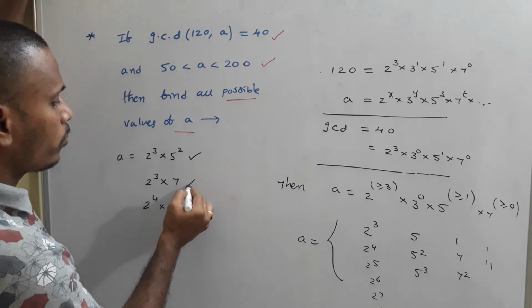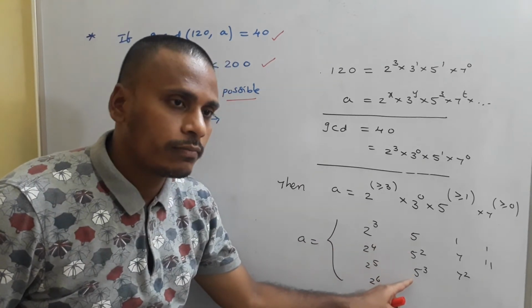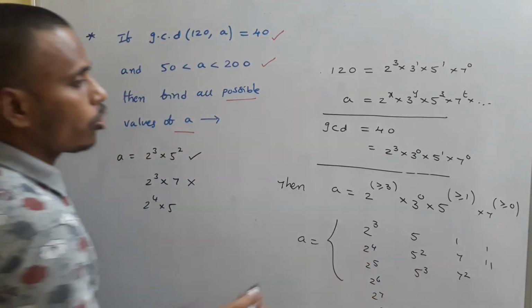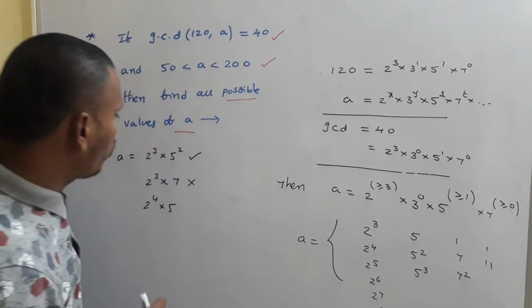So this is not possible actually. Why? Because we need to use any one of these three. So for sure there is an involvement of 5, because this 5 power is greater than or equals to 1. So for sure you need to use that number.